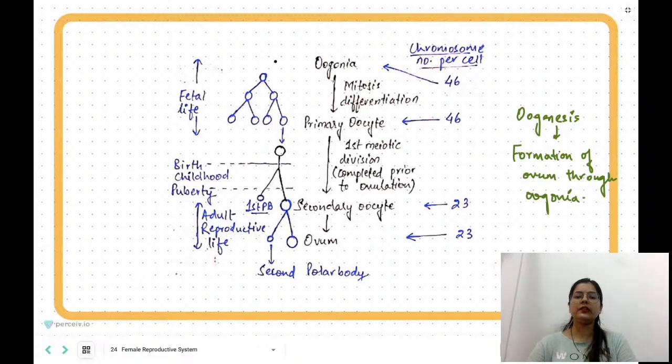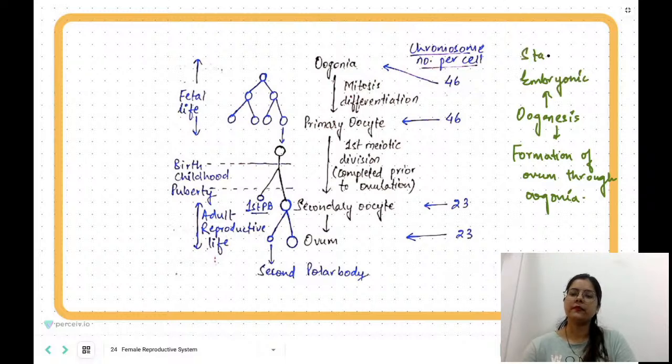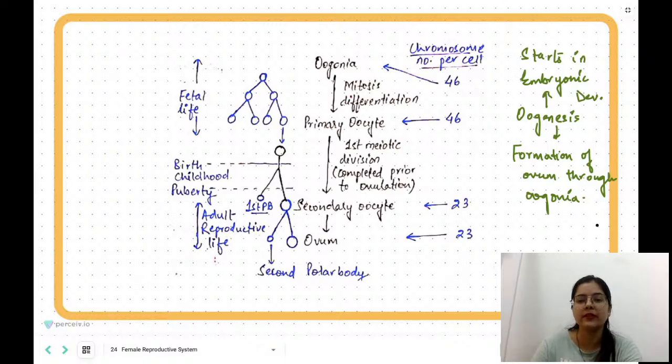Now, you will be very, very surprised to know that oogenesis basically starts during embryonic development. This starts in embryonic development itself. Yeah, this is the case. All right. But with spermatogenesis, you have seen that spermatogenesis starts with puberty. So this is the basic difference between oogenesis and spermatogenesis.